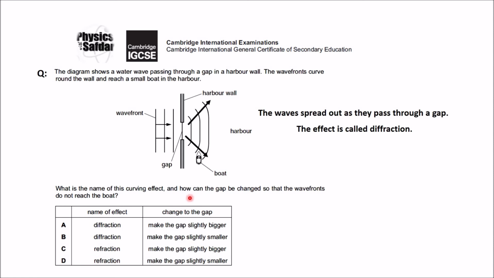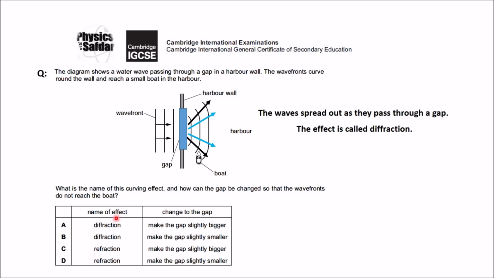Look at the second part. How can the gap be changed so that the wavefronts do not reach the boat? You can see here, in the first case, the wavefronts easily approach the boat. Now, what if I increase the gap size? Then less diffraction takes place. Because of this less diffraction, the wave is spread like this. And you can see clearly the waves cannot approach the boat now.